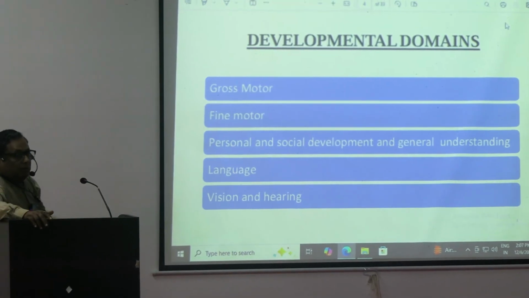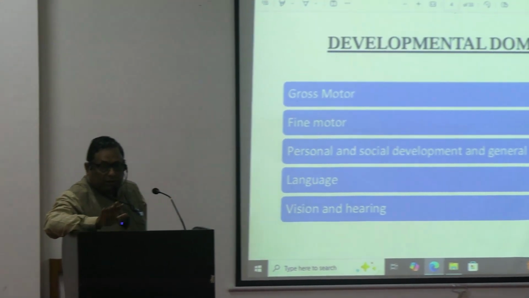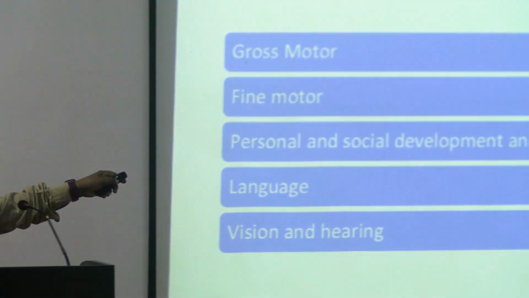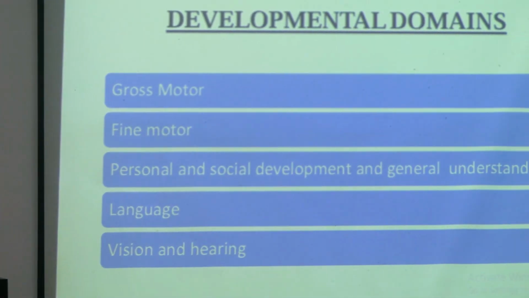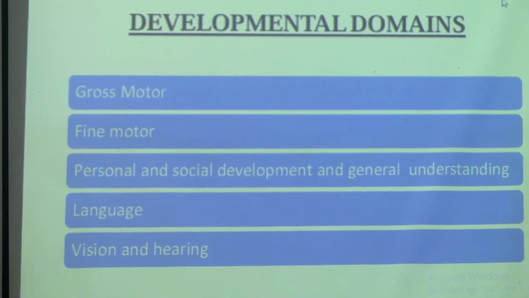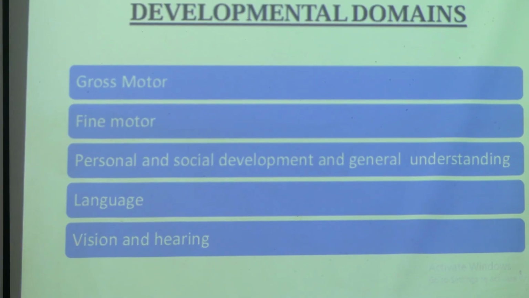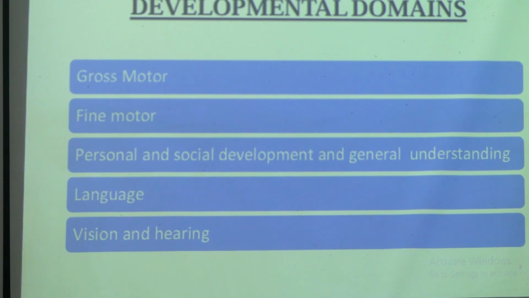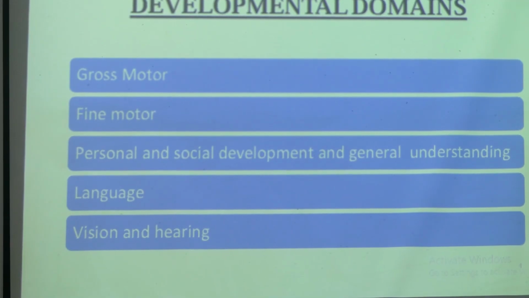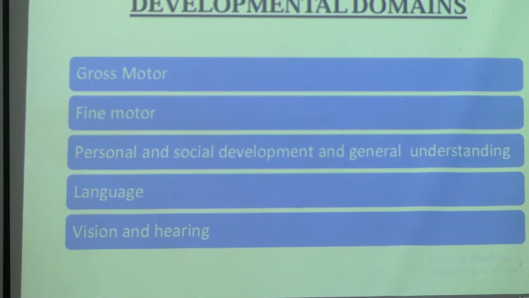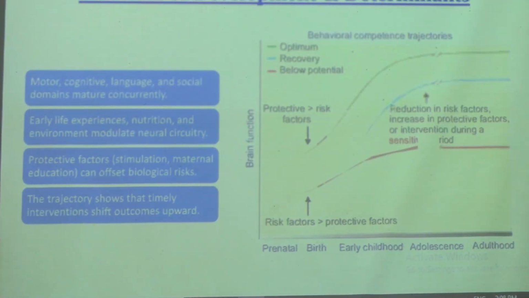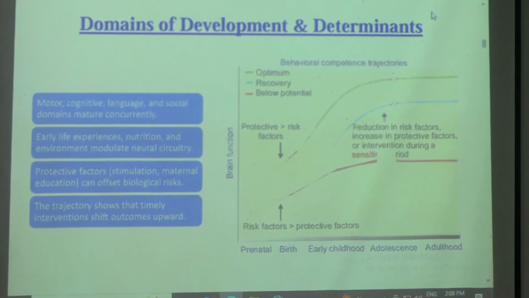Now, developmental domains. There are so many domains of development. Number one, gross motor, fine motor, personal and social development, general understanding, language, vision and hearing. These are the domains of development. Understand? So today we will discuss gross motor and fine motor. The remaining three will be discussed in the next class. It will be difficult to finish in one class.